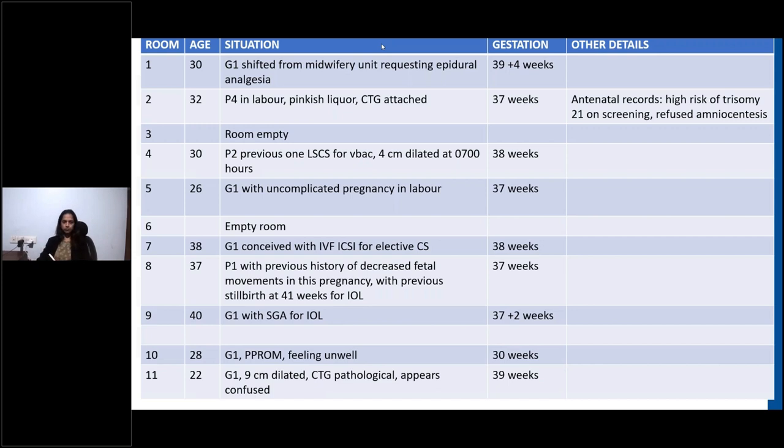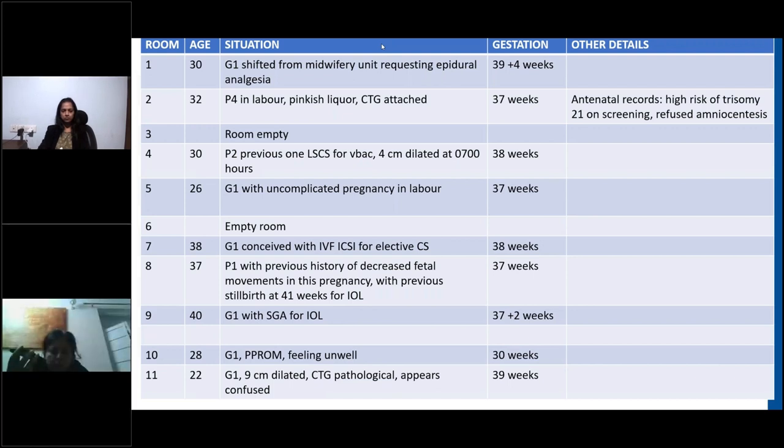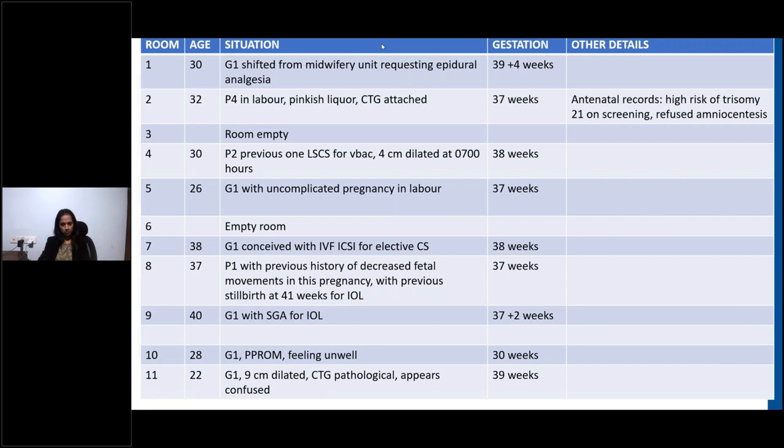I'll be going priority wise, taking my urgent cases first, urgent cases being room number 2, 10 and 11 for me. Coming to room number 2, here is a woman, she's in labor. She's having pinkish liquor and CTG is attached. In this case, I would like to know how far along in labor she is, her abdominal findings, her vaginal findings, and at the same time, her CTG findings, ma'am.